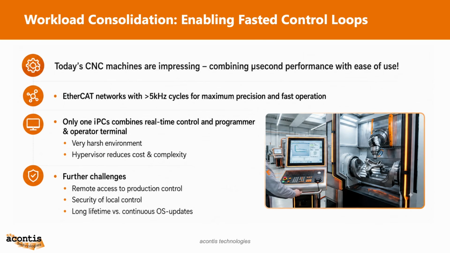CNC machines are really impressive because everything is so fast. If you look at those 5-axis CNC machines, they work extremely accurately and extremely fast. This needs extremely fast, hard real-time control. And many years back, you could only achieve this by having one computing device only acting for the controller functions to control the drives. And the user interface was provided by a separate computer attached to the same network.